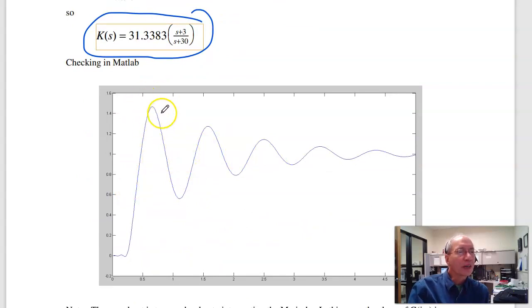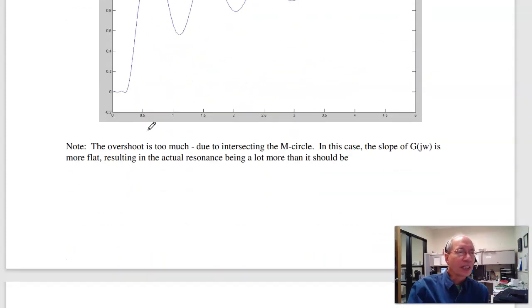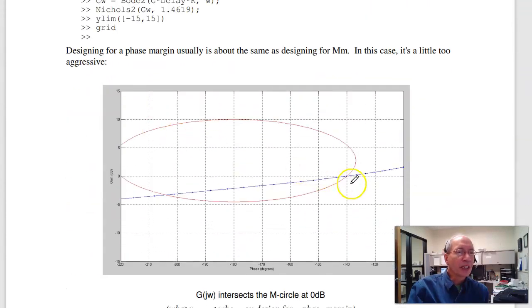Overshoot's quite a bit higher. That's not because I did it wrong. That's because when you design for phase margin, I intersect the M circle right here. Because of the extra delay, that flattened the graph, flattened G of j omega. I'm now passing much further into the M circle. Much higher gain means much more overshoot.